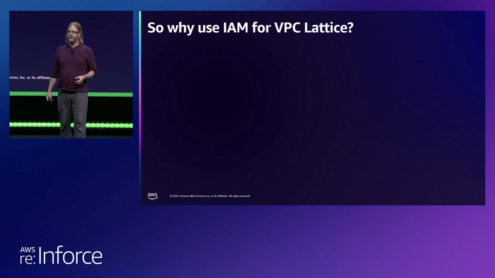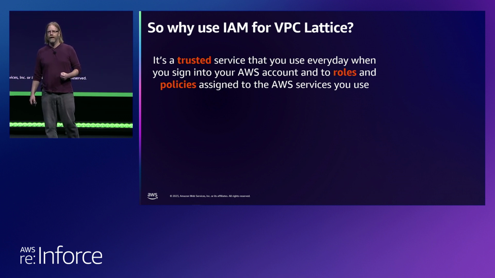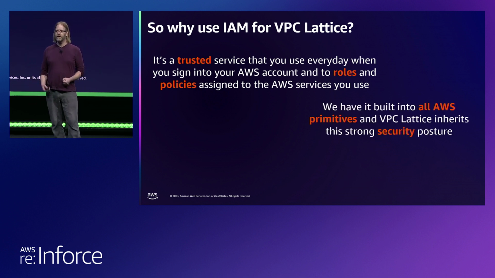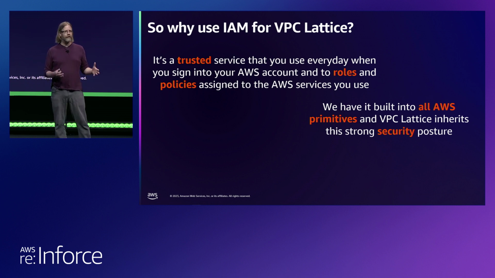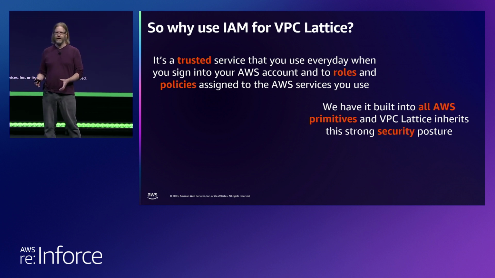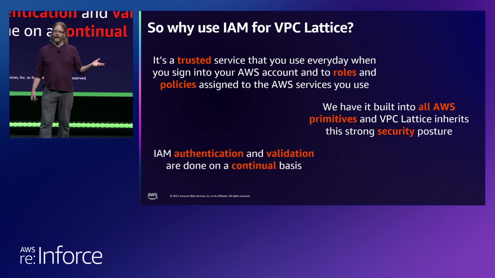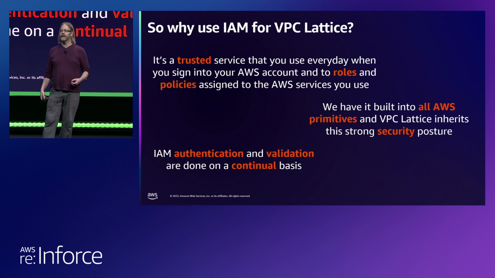So why IAM? Again, it's trusted. We've used it over and over again. We're going to continually use it, and we're going to continually put our efforts into it. We're eating our own dog food, right? This is built into all of AWS primitives. When we come out with something new, it's going to have IAM capabilities built in. So VPC Lattice isn't going to be a one-stop and then that's it. As we continue to move on, it's going to be automatically included. And then IAM authentication, again, is done and validated on a continual basis.